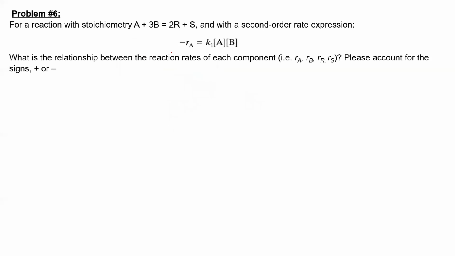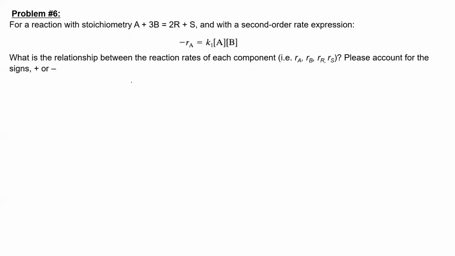Good. Problem number 6. For a reaction with stoichiometry A plus 3B is equal to 2R plus S, and with a second order rate expression, K1A multiplied by B, what's the relationship between the reaction rates? And again, this is similar to what we said earlier.